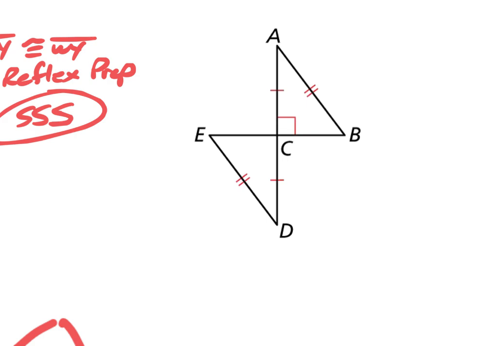This triangle has 3 pieces. This one only has 2. Okay, can we do side angle side? So first of all, is this angle between the 2 sides? No. So that pretty much tells us side angle side is out.